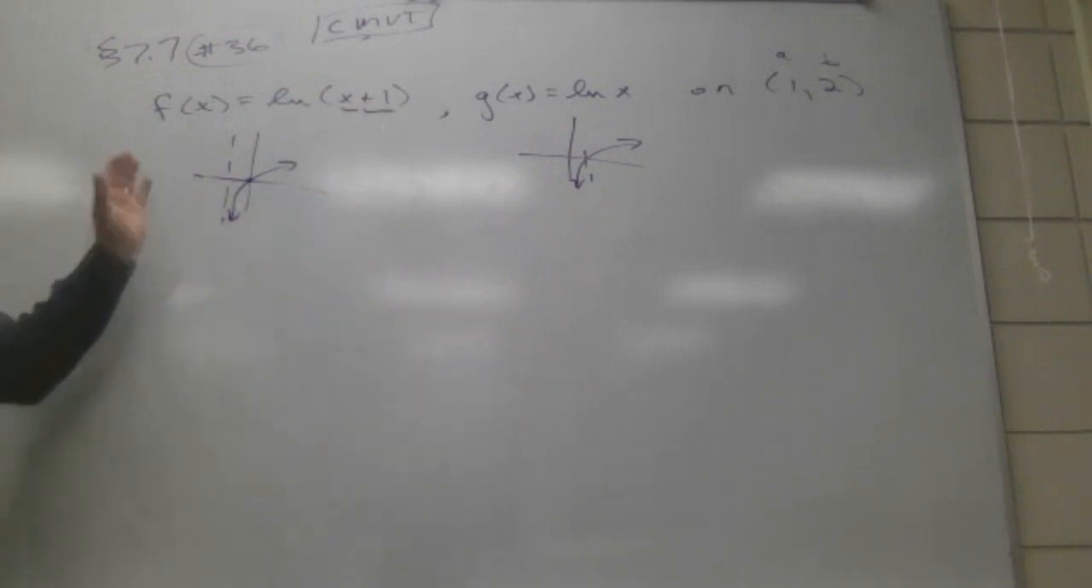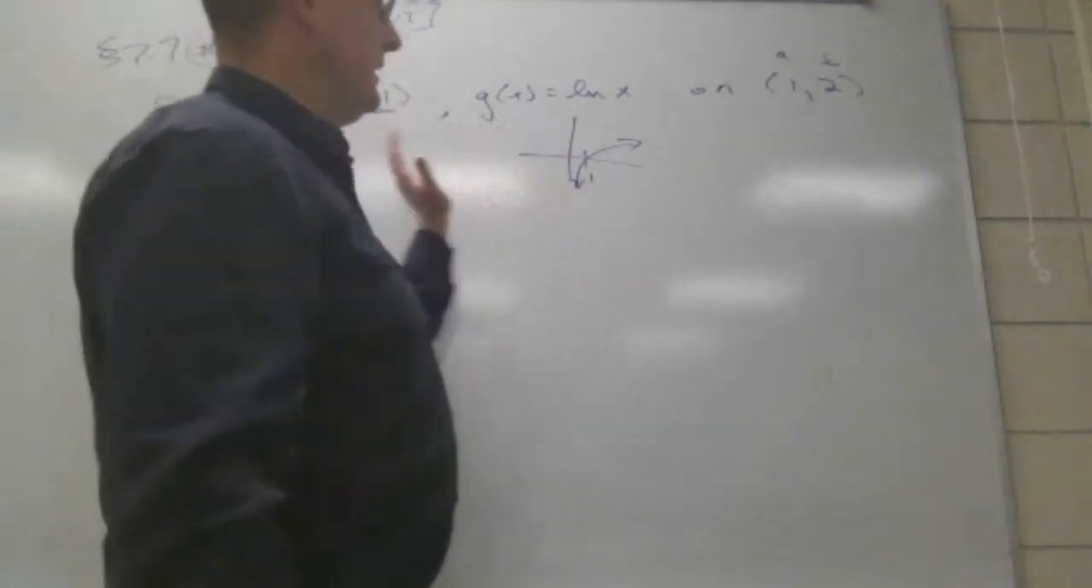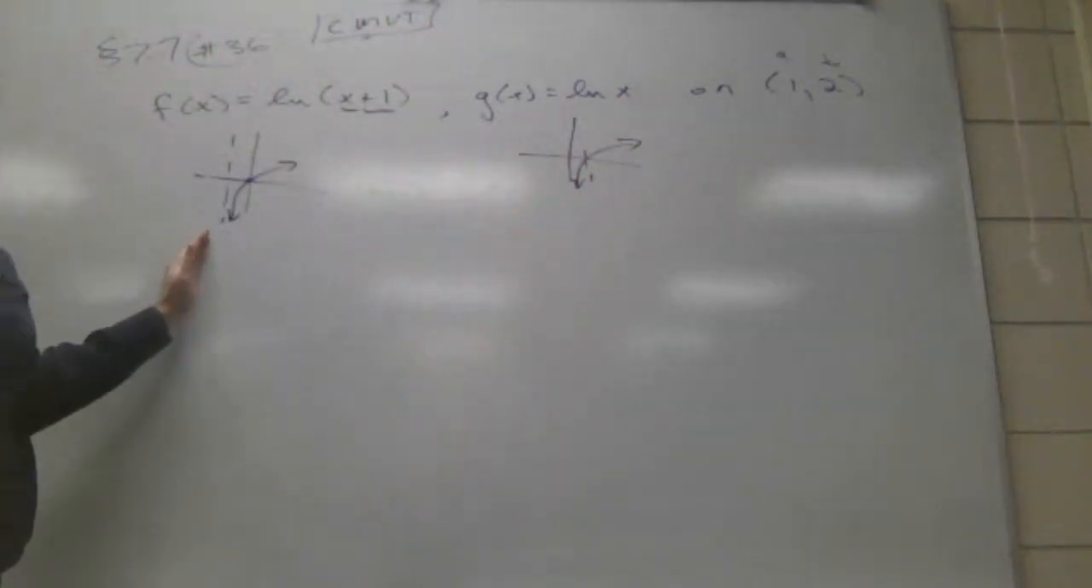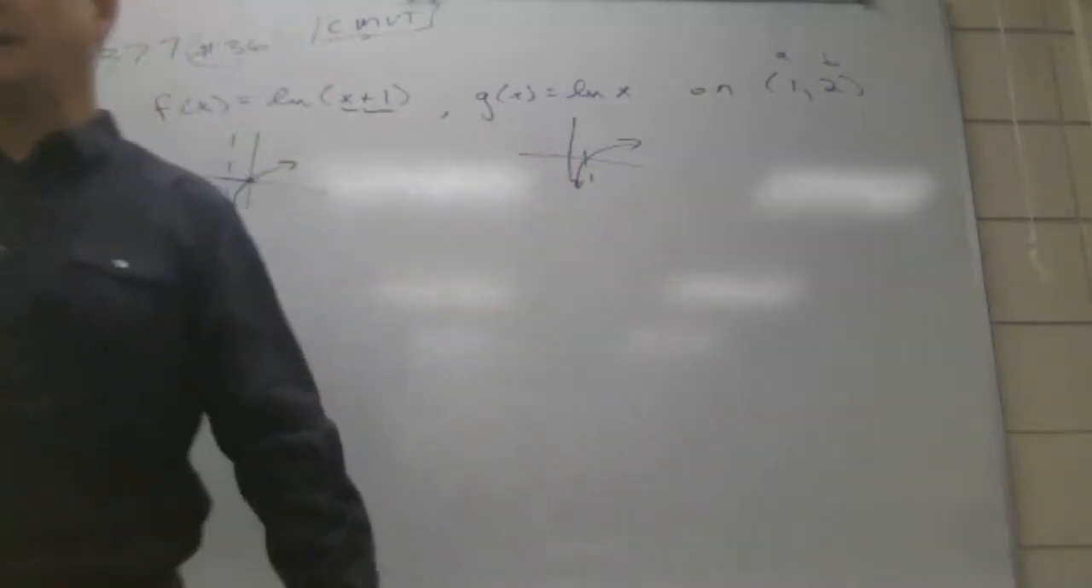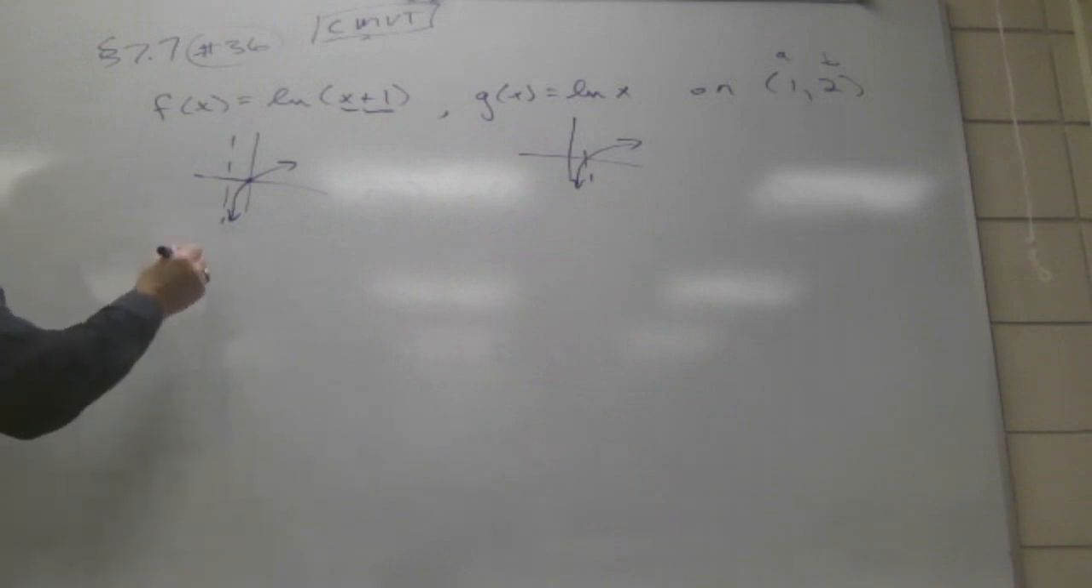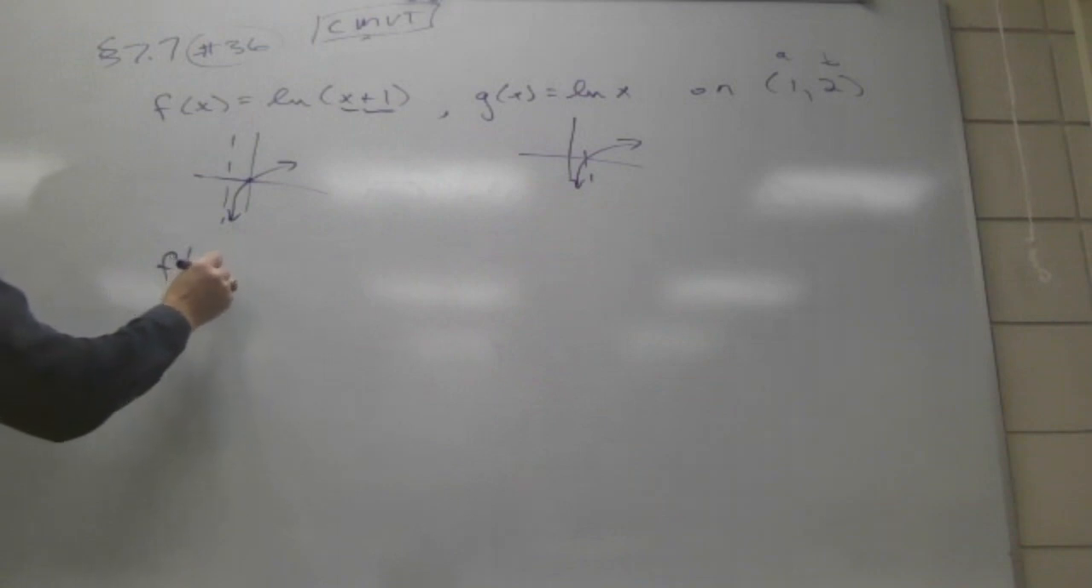So these are definitely both continuous to the right of 0 for this one and to the right of negative 1 for this one. You can draw them without lifting your pen, right? So we don't have to go into a more formal proof. Anyway, are they differentiable? Well, if you're not sure, take the derivative. Differentiable means just take the derivative.